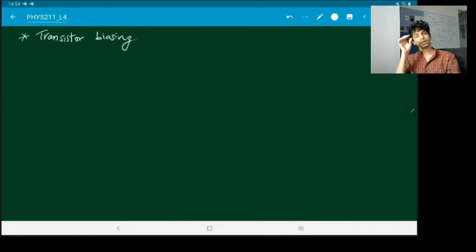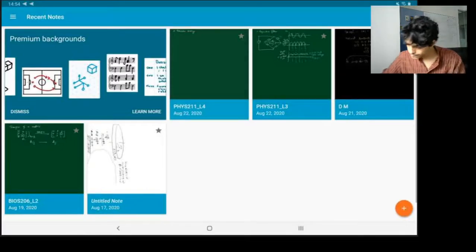Now, in order to operate the transistor properly, you have to make sure that the base emitter junction is always forward biased and the collector base junction is always reverse biased. So you have to make sure that this biasing is done properly. This will also enable you to fix what are the operating parameters needed for your transistorized circuit. So for that, there are various possible ways of doing this biasing.